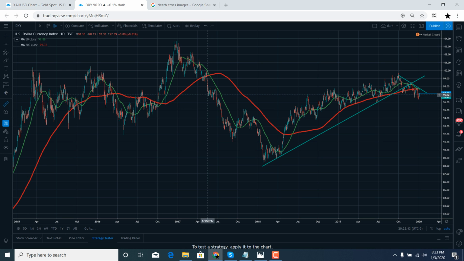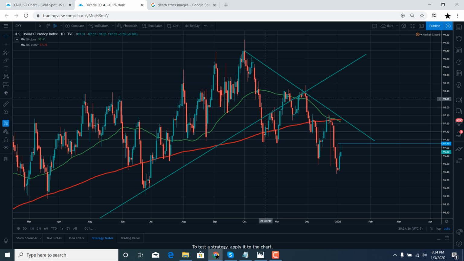Price dipped. It's very hard to get a very accurate measurement. Price dipped by over 9% the last time we had a death cross, and this is a very bearish scenario after being on this uptrend for about 2 years.